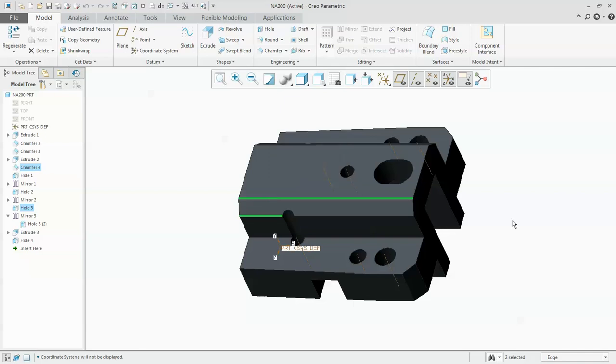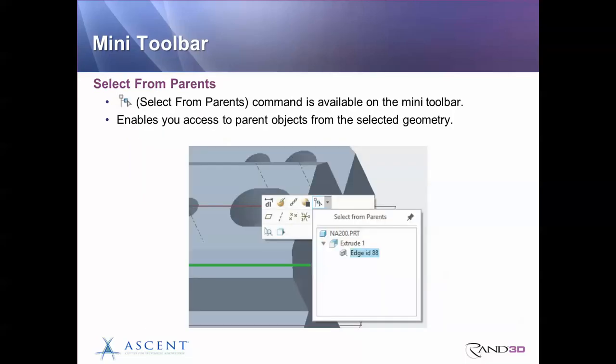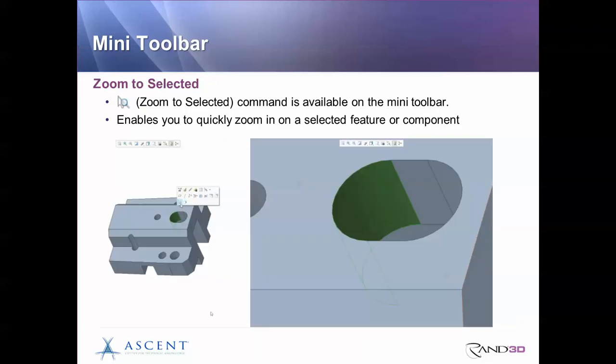From there, we're going to talk about a couple of options that perhaps you saw when I was in the mini toolbar. There's a select from parents option. This particular command will allow you to access the parent objects from the geometry that you selected, right there from the launch dialog box that appears once you select the tool. There's also the zoom to selected option, which is going to allow you to zoom in quickly on the specific selected geometry. And you do have these tools in other environments.